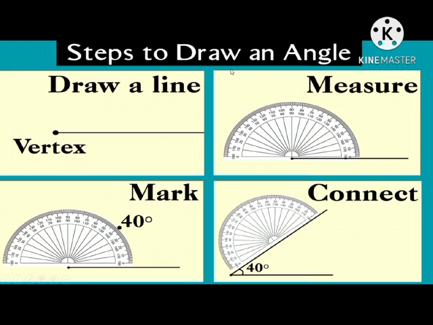Now, steps to draw an angle. When you draw an angle, first draw a line and mark the vertex, the starting point. Place the protractor on the starting point, the vertex. Then mark the degree, whether it is 40, 50, 60 or 45, whatever you need. Mark 40 degrees, and connect the line from the vertex to the degree mark with the use of a ruler. This is how you draw angles.